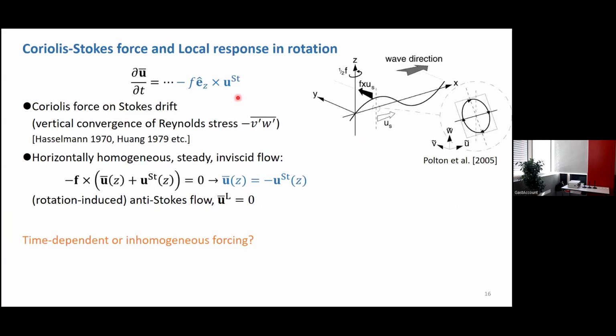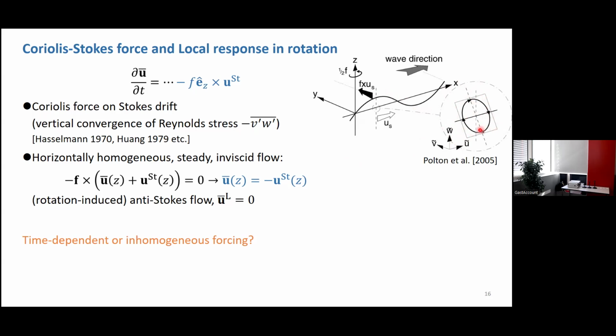When we come back to the wave average equation, we have this term, the Coriolis-Stokes force. This effect was originally addressed by Hasselmann and also derived in a Leibovich style by Northern Fon. From an Eulerian point of view, it arises as the convergence of the Reynolds stress associated with the wave orbital motion.